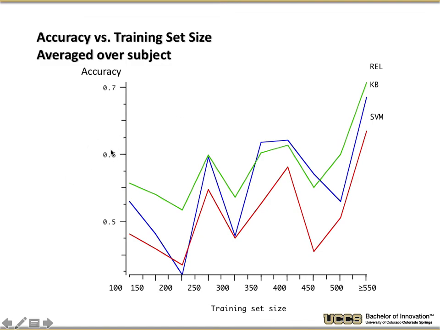So if you average over the people, so now I'm going to average over subjects. So you have to say average over what? So if I average over subjects and I look at the three different algorithms, relational learning, knowledge base, and SVMs, right? Still, there's no clear pattern to this, right? Yeah, SVMs tend to be a little bit down more often than the green one. So at every training set size, relational was better than SVM, right? Because at every point that's true. But the blue one is sometimes above and sometimes below.